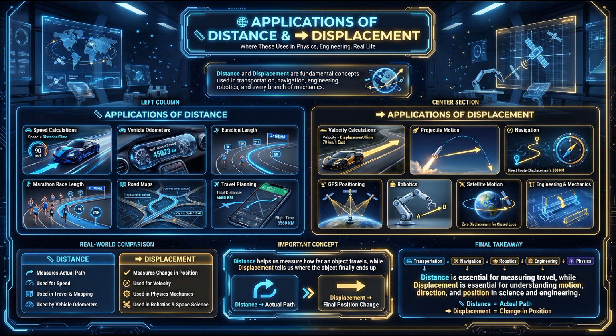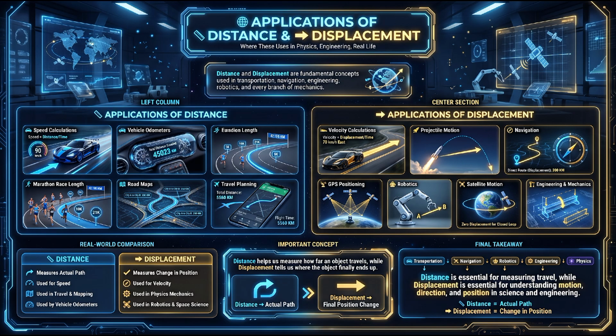Displacement is equally important in satellite motion and space science. Scientists analyze how satellites move relative to Earth by tracking their displacement. Even if a satellite completes one full orbit and travels thousands of kilometers, its displacement becomes zero whenever it returns to its original position, because the initial and final positions are identical.